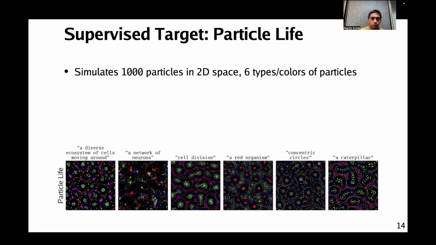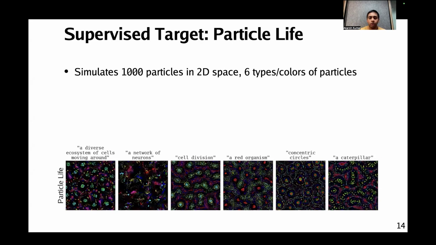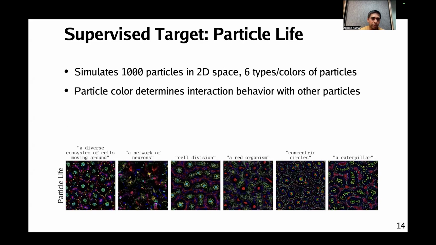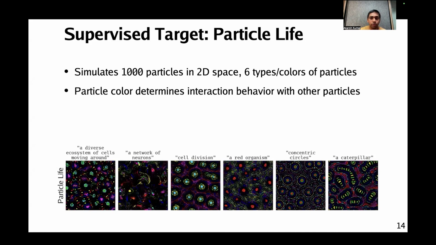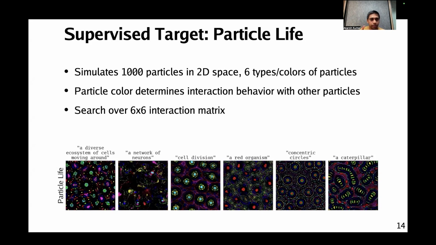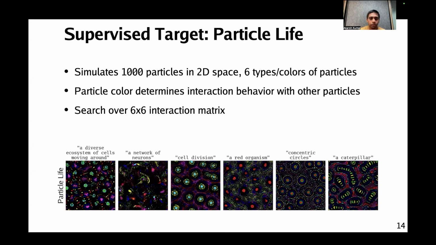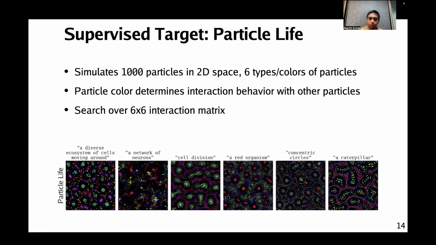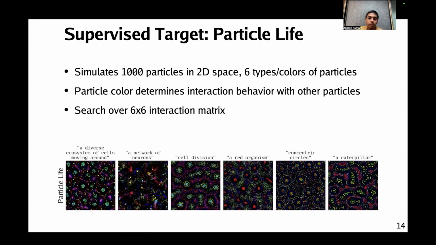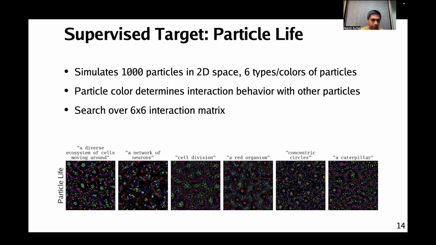We can even do this in Particle Life, where we're simulating 1,000 particles in 2D space and there are 6 types of particles, each designated by color. And the color basically determines how the particle interacts with other types of particles, right? What we're going to be doing is just searching over the 6x6 interaction matrix, which dictates the physics of this world. We're going to search for physics which self-organizes into certain behaviors that we want. So in this case, we can find concentric circles or a caterpillar or even a red organism, and it kind of just works.